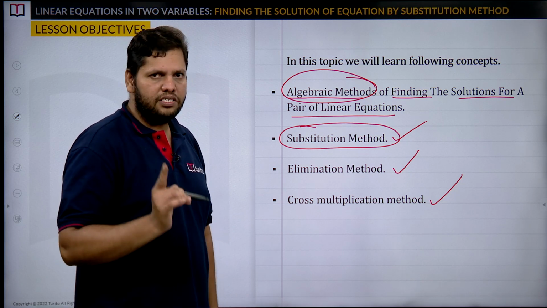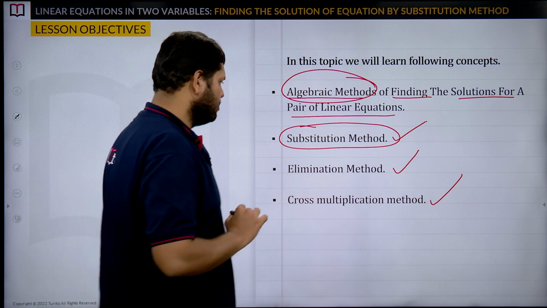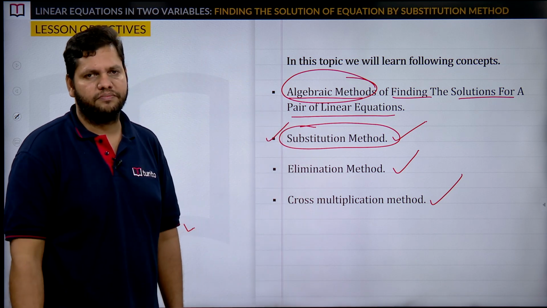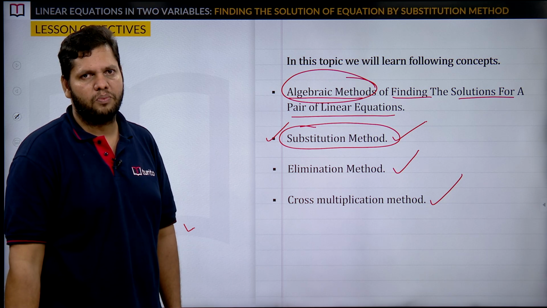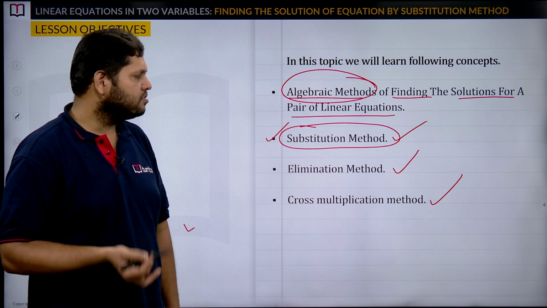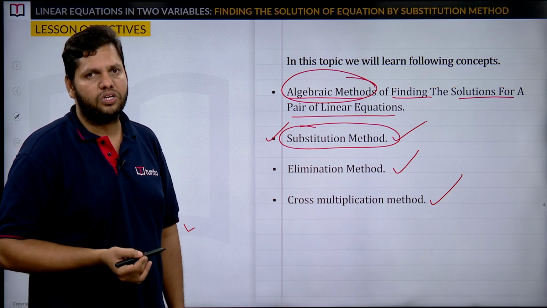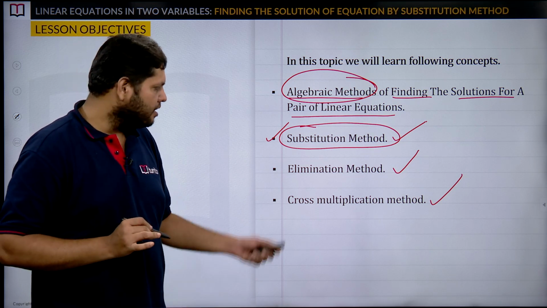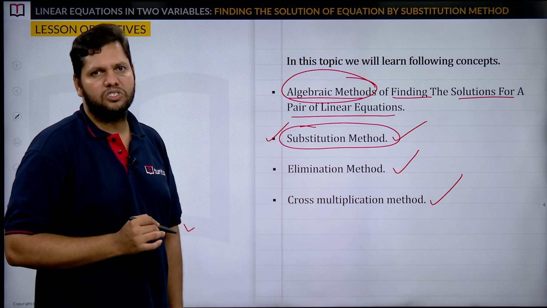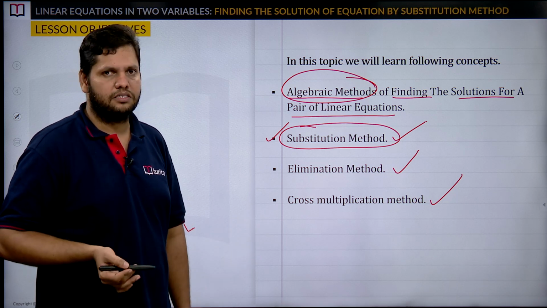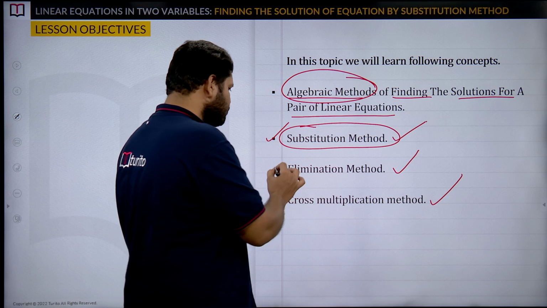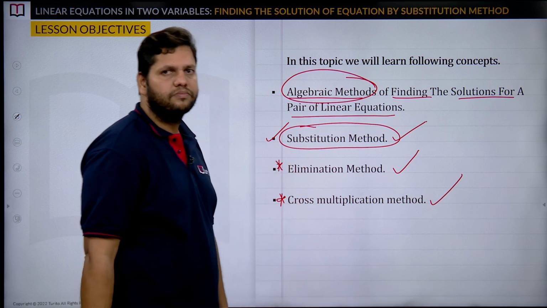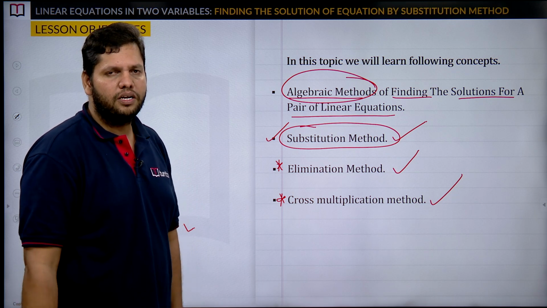Each class I am going to discuss only one method, and in today's class I am going to discuss the substitution method. Clear, children, my point? So how we are going to use the substitution method to find the solution of a pair of linear equations. So that is about today's class, children. The elimination method and cross multiplication method we will discuss in later classes. Every method I will take in one class each. Clear, children? Any doubts?